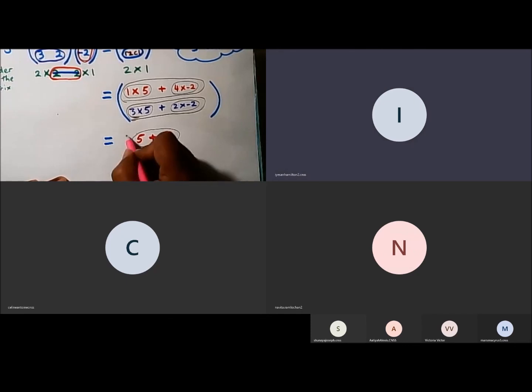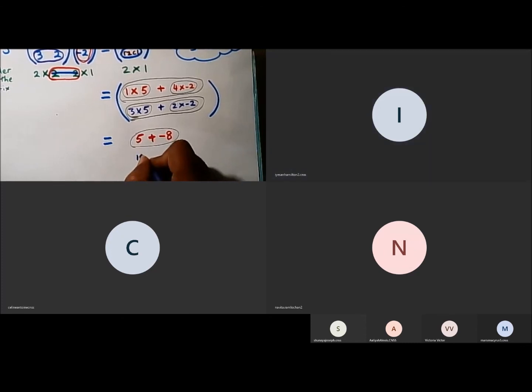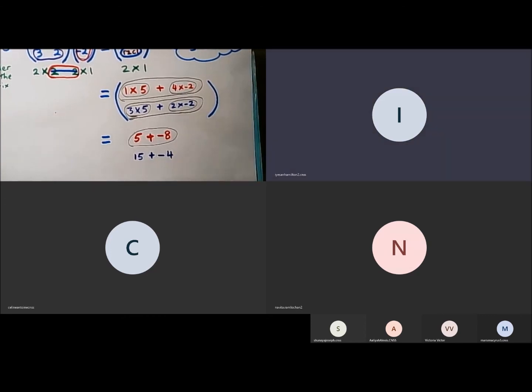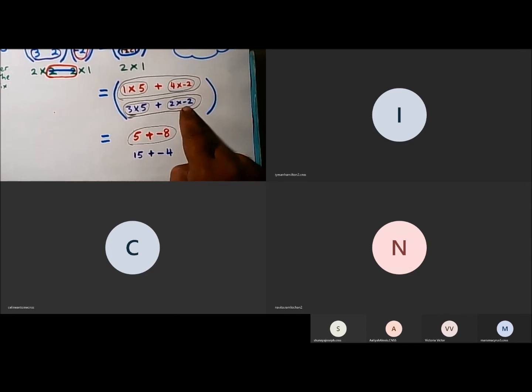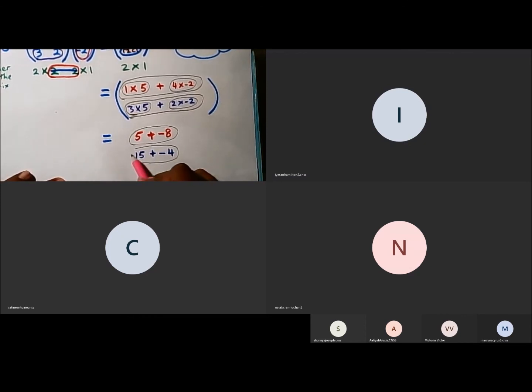I ain't working it out as yet. I'm going in small, safe little steps. 3 times 5 is 15. Bring down the plus sign. 2 times minus 2 is a minus 4. 3 times 5, 15. Bring down the plus. 2 times minus 2, minus 4. I like to circle my things so that I don't mix up the numbers.